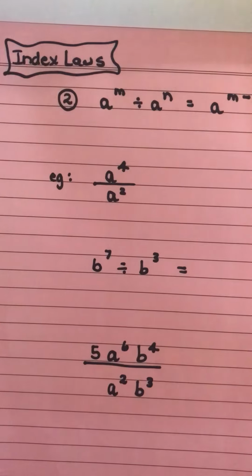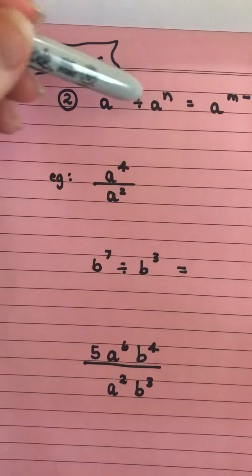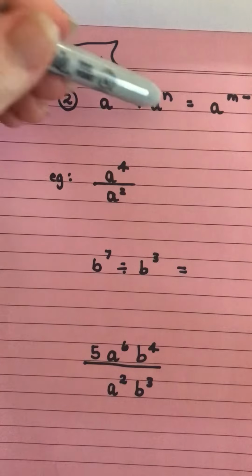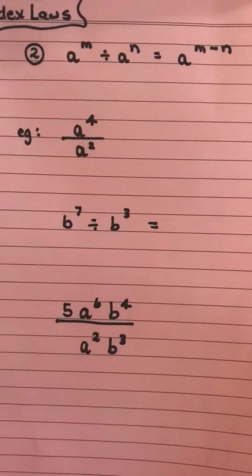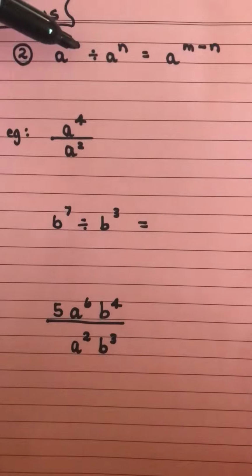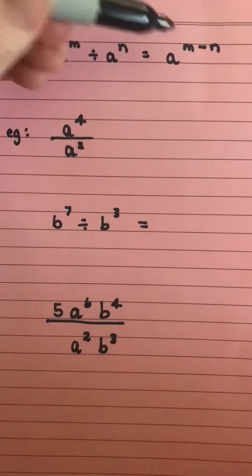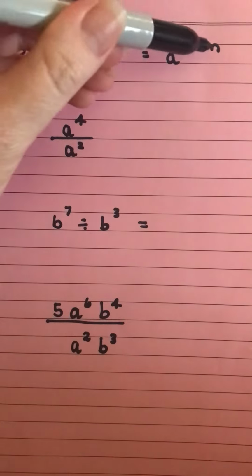This is our second video in a series of 7 about index laws. So in our previous episode, if you want to have a look back at that video, that was where we were multiplying two terms. Now we're looking at dividing. So the law that we're looking at today is a to the power of m divided by a to the power of n is equal to a to the power of m take n.